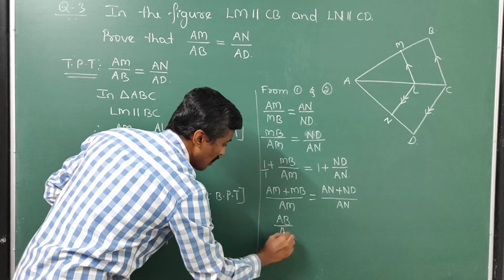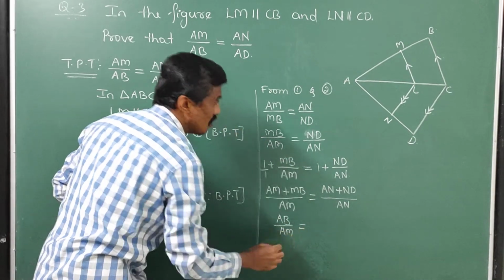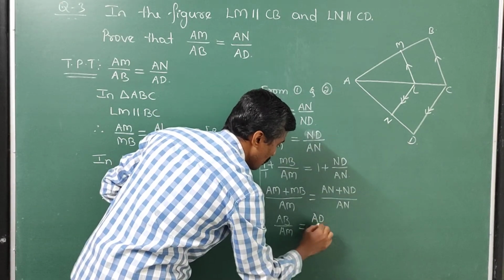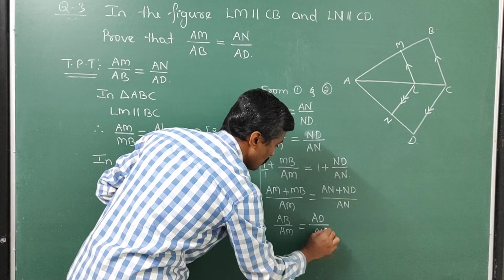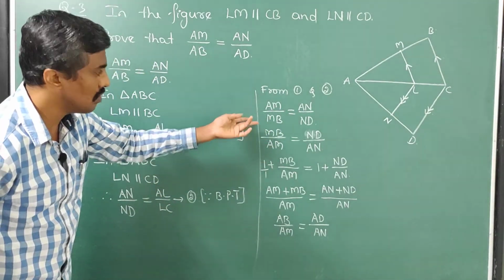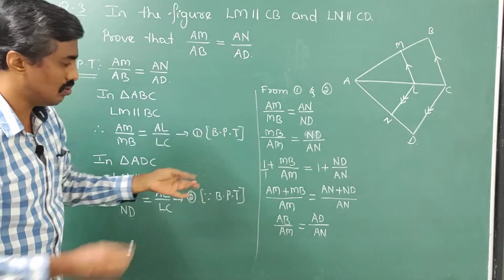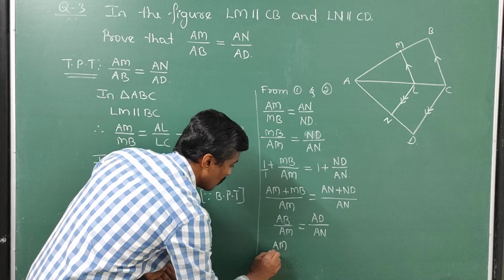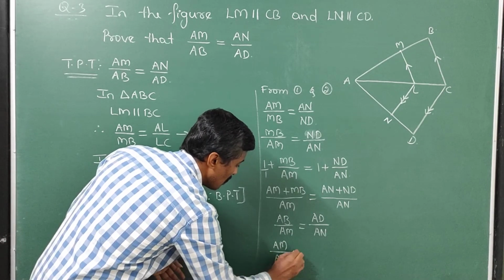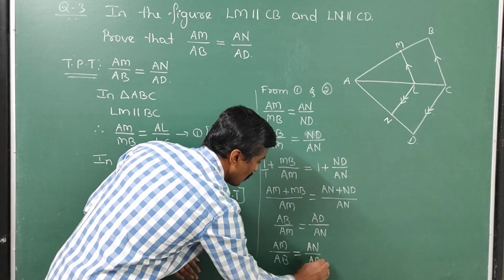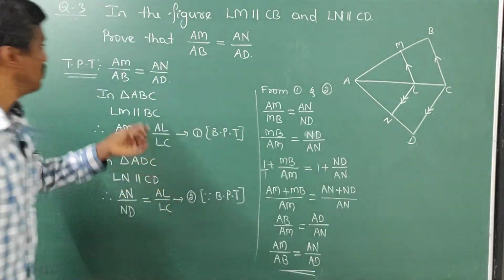AB divided by AM equals AN plus ND, that is AD divided by AN. After this step we reverse, correct? We take the reciprocal of the ratio. So reverse the ratio here also: AM divided by AB equals AN divided by AD. So this is the thing they are asking.